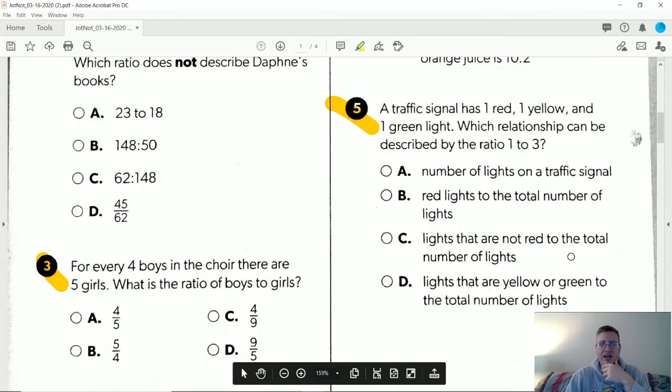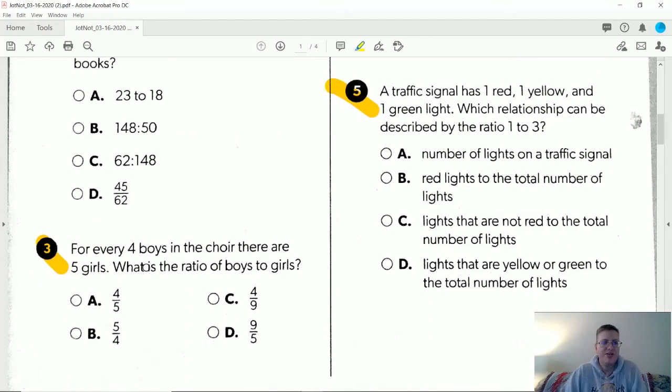Number 5. Let's do number 3 first. For every 4 boys in the choir, there are 5 girls. And so actually, as someone that used to teach music, it's usually more like 1 boy to every 5 girls, especially once you get up into high school, because boys don't typically like to put themselves out there singing. But if we had 4 boys to 5 girls and we wrote it as a fraction, the number 4 would go on top and the 5 would go on the bottom, which would match letter A.